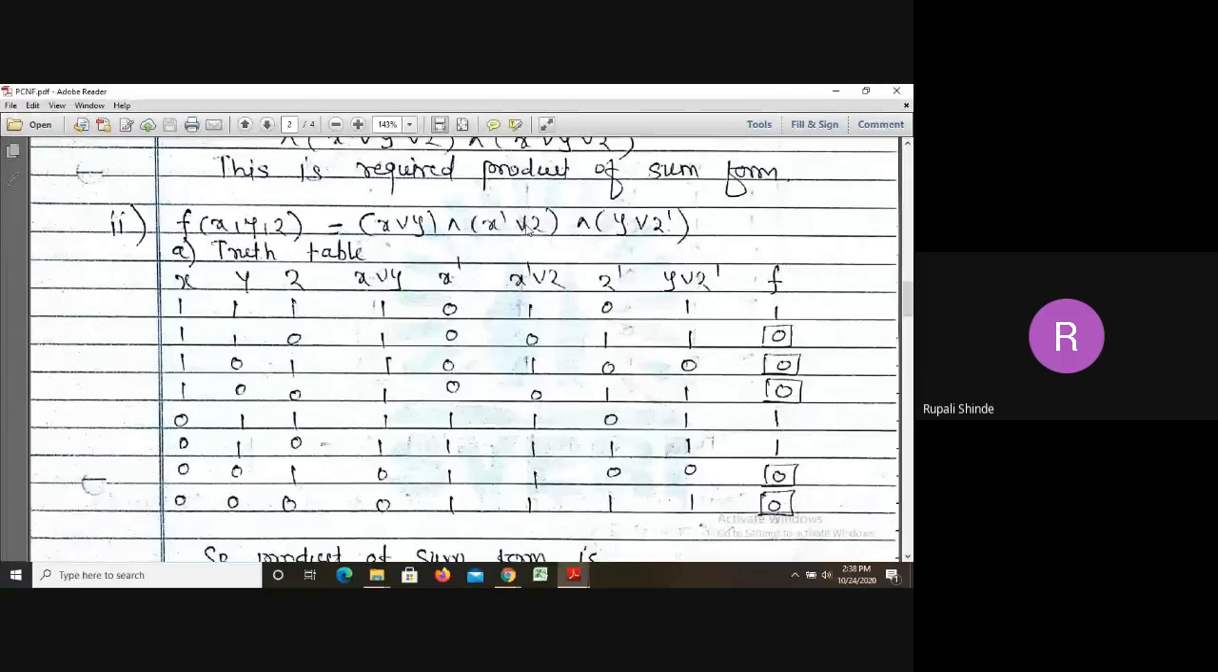Just give me present T. Okay, before that, note this example because you have to solve this example.